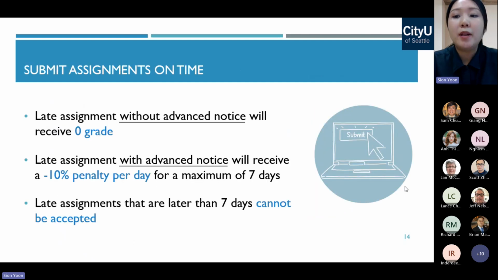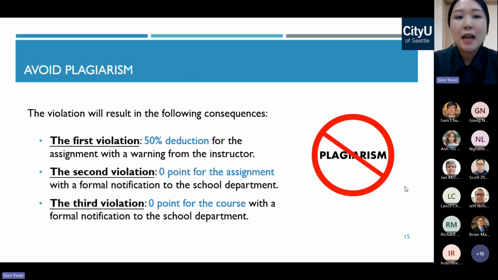I'm sure most of you are familiar with the policy on late assignments, but please ensure that assignments are submitted on time so that your grades are not affected by it. This is really important because there's a large chunk of your grades for each week's report and presentation. If it's not submitted on time, it can affect your grade significantly, so please keep that in mind.